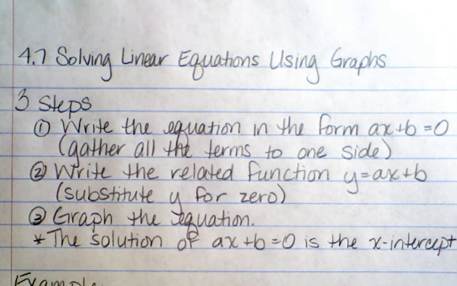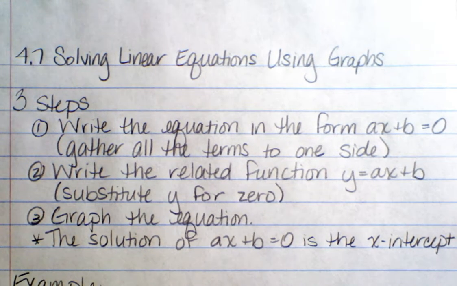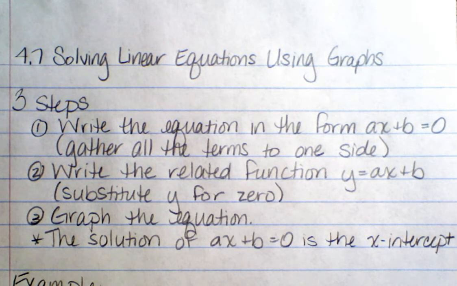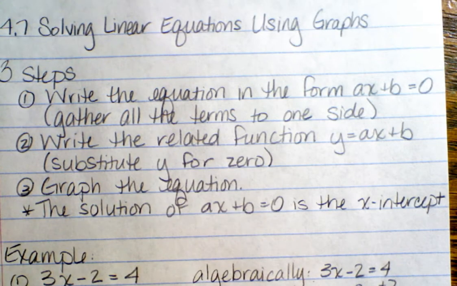Once we do that, we have a linear equation that we can graph. It's already in slope-intercept form at that point. So then we're going to graph the equation. When we graph the equation, the solution of the equation, or what x equals, is the x-intercept of that graph. So those are our three steps. We're going to look at them more specifically in this next problem.